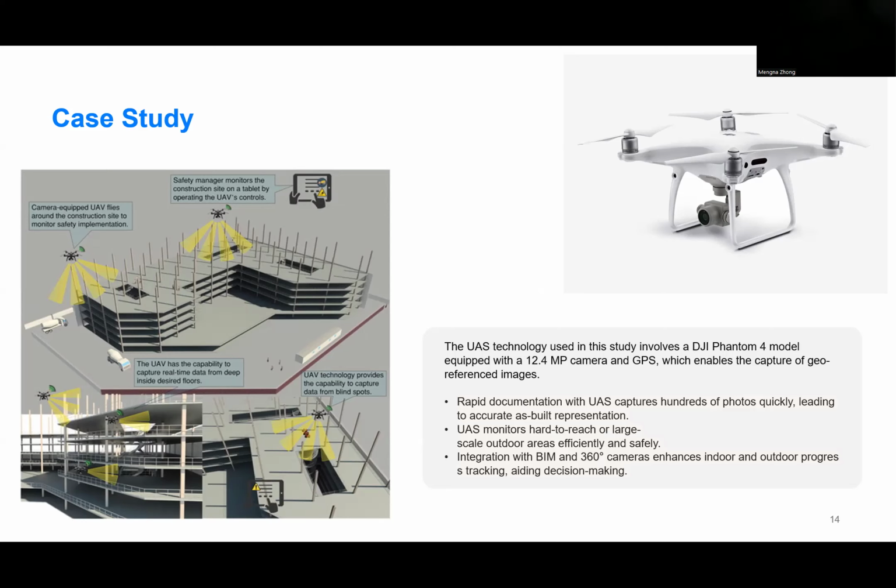So this case uses drones with building information modeling, which we call BIM, and 360 cameras give a complete view of both indoor and outdoor construction. It makes progress reports more accurate and helps with better decision making. So this technology gives detailed visual data without needing much human involvement, which is a very big improvement for construction monitoring.